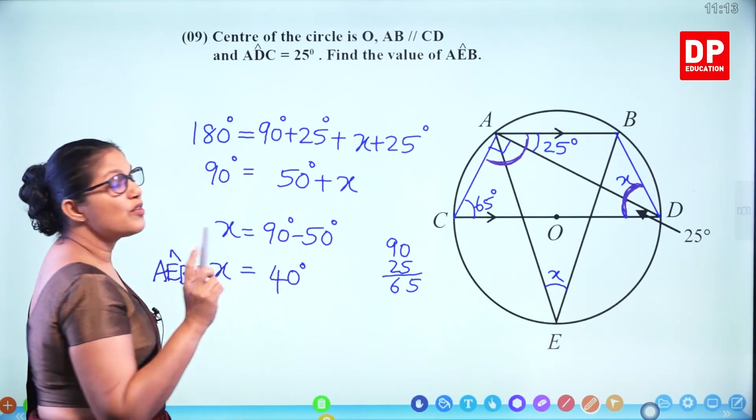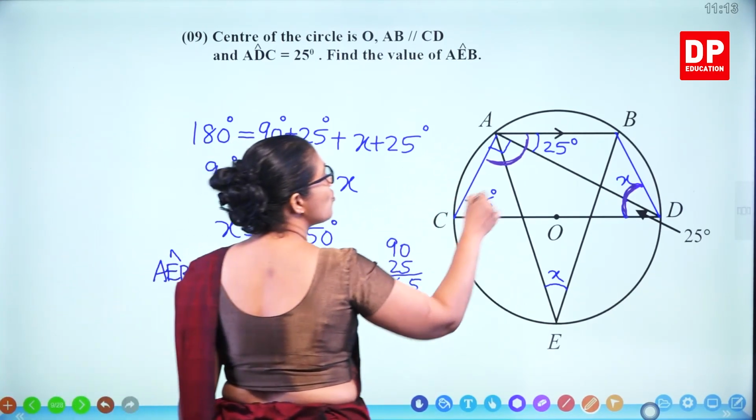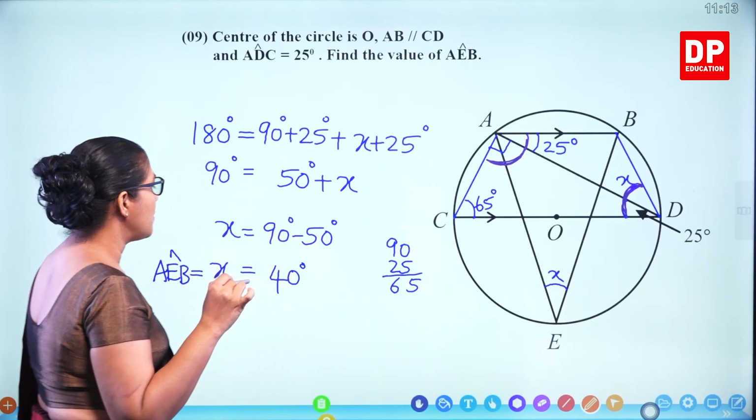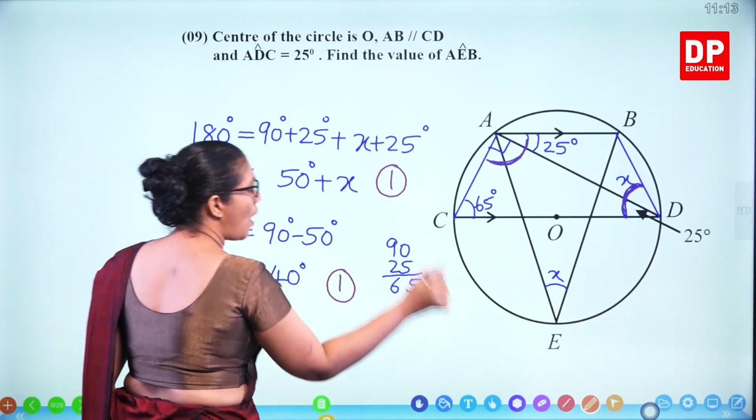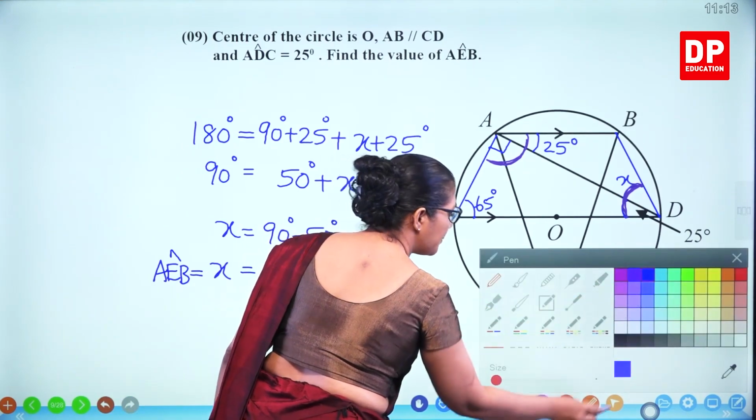To find out that, you need here to draw these 2 lines. Otherwise, you can't see it properly. So 2 marks, 1 mark for the answer and 1 mark for the method.